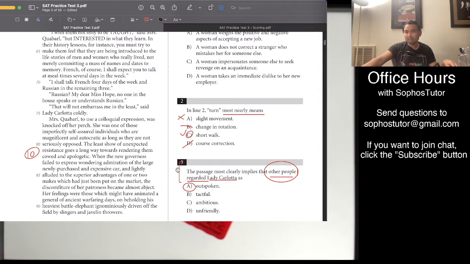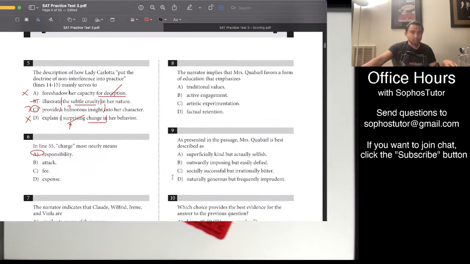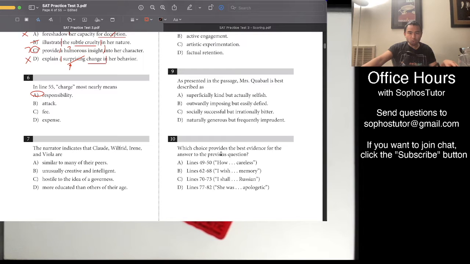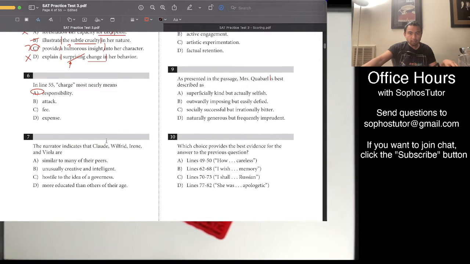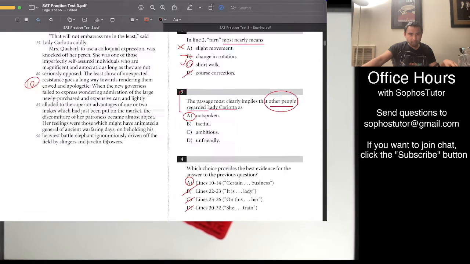Ooh, a lot of stuff there. Question 10. Which of these choices provides the best evidence? We look at the previous question. As presented in the passage, Mrs. Quabarl is best described as. Let's look at the last sentence. She was, lines 77 to 82.